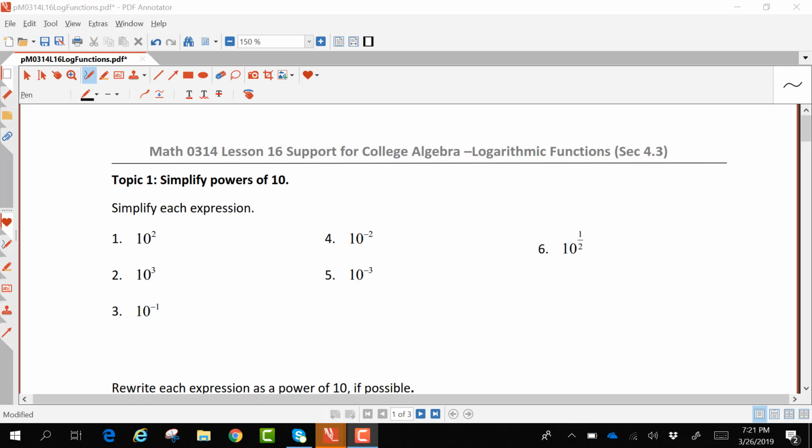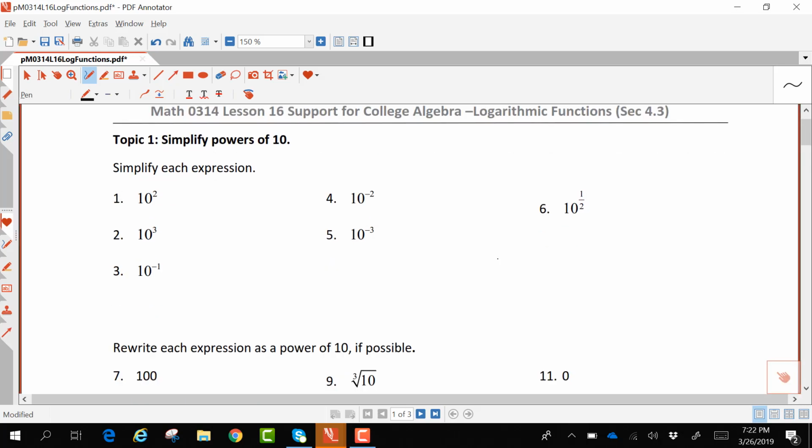Let's begin in topic 1 and review a little bit of work with exponents and a base of 10. If you have 10 cubed, that is simply 10 times 10 times 10, which would be 1,000. So you would have 3 zeros in your number.